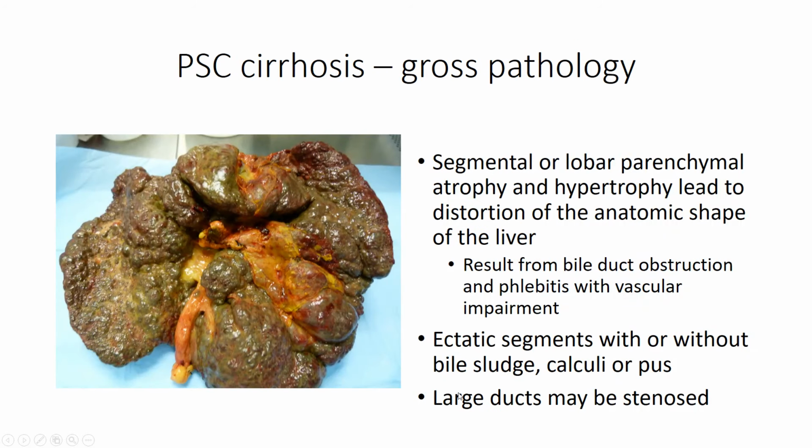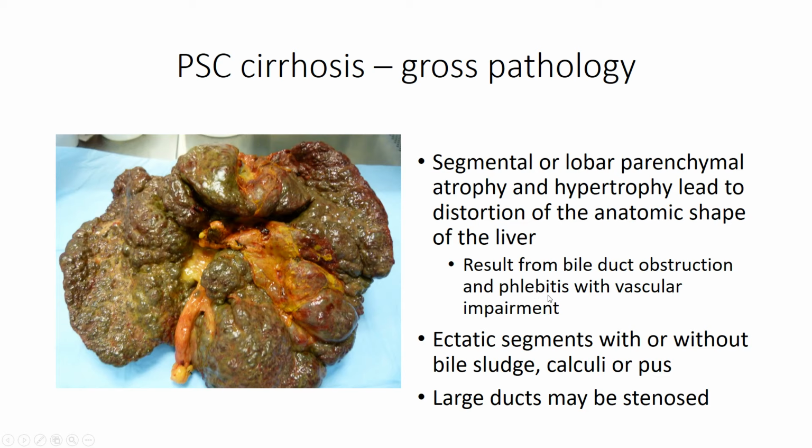Let's see. Gross pathology. This is one of the cases of an explant where you see the liver to be so distorted. Unlike PBC, where the liver, even if it's cirrhotic, retains its shape, in PSC cirrhotic livers the shape is so distorted because there are segmental or lobar atrophy and hypertrophy. This results from bile duct obstruction and phlebitis. And there's also vascular impairment.